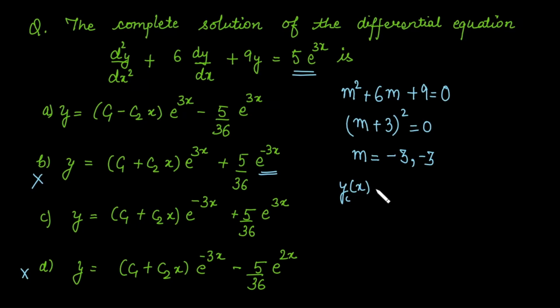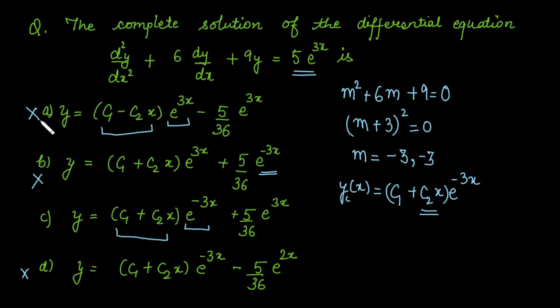It means the complementary solution is of the form c1 plus c2 x, multiplied by e raised to power minus 3x. Because the roots are repeating, we need to multiply the second constant by x. If you observe, the options have two constants and the second is multiplied by x. We can also take negative or positive, there's no problem till this point. But option A has a factor e raised to power 3x, and here it should be e raised to power minus 3x. So option A is discarded and the final answer is option C.